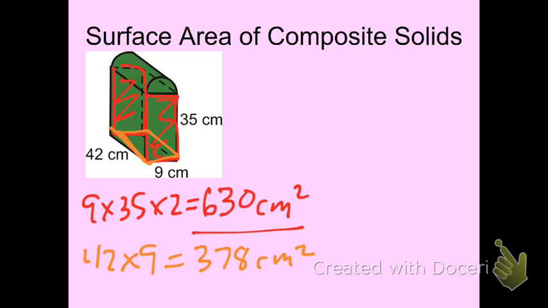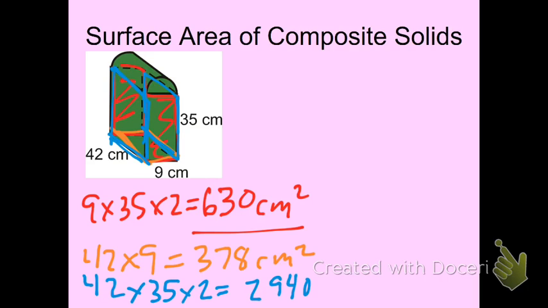Then we also have these rectangles on the side that are 42 by 35. There's one here and there's one here, and there's 2 of them. So if we do 42 by 35 and then double it, that comes out to be a surface area of 2,940 square centimeters.